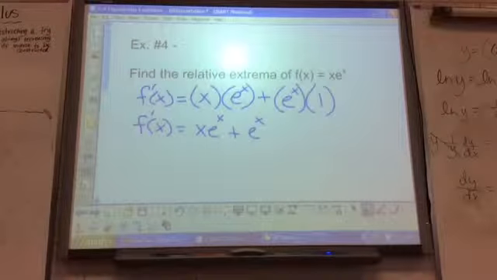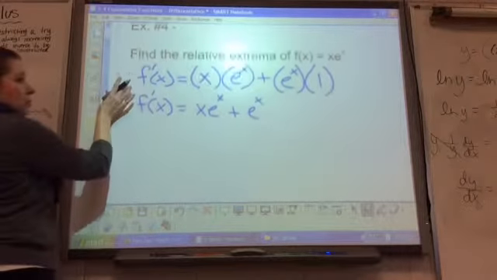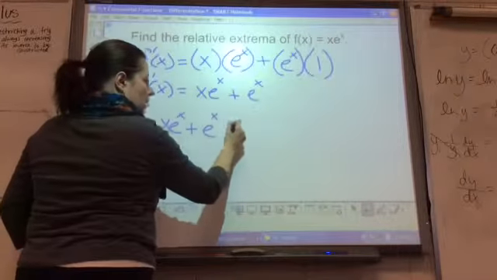All right. So we're going to set that equal to 0 because we're going towards relative extrema. So this equal to 0.